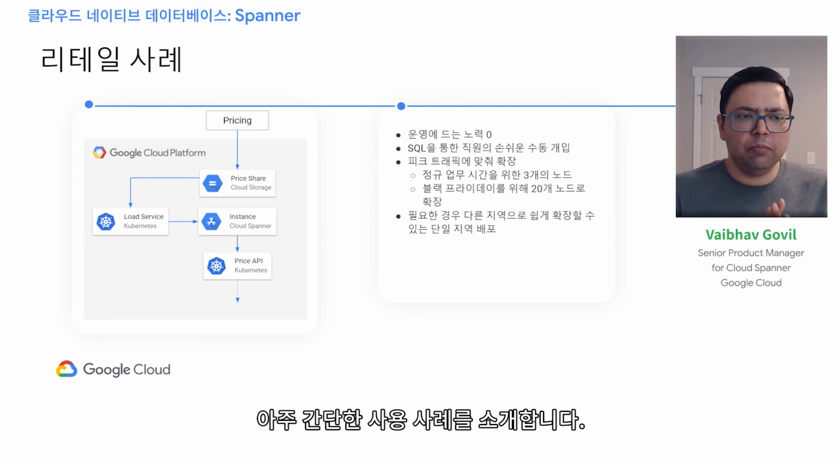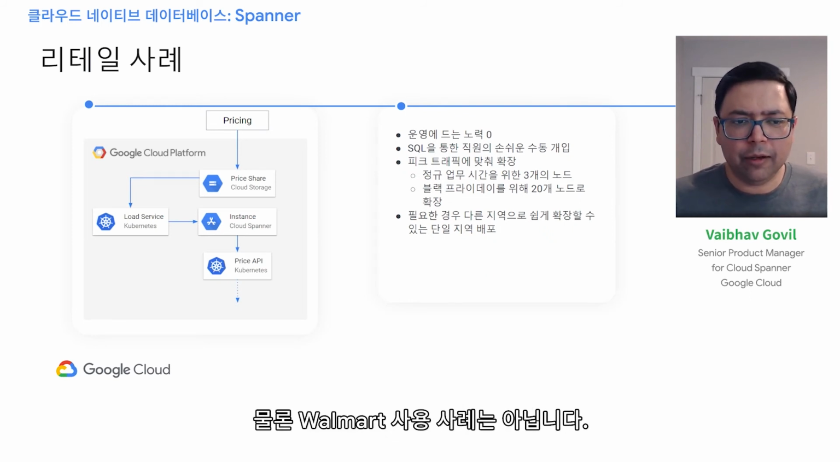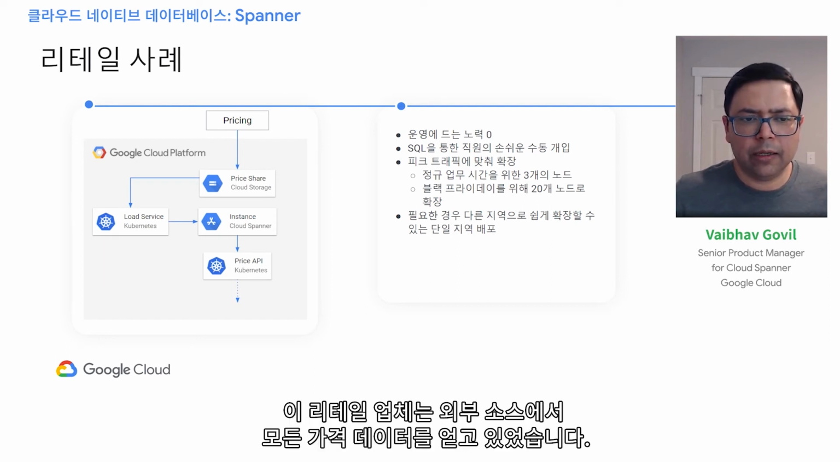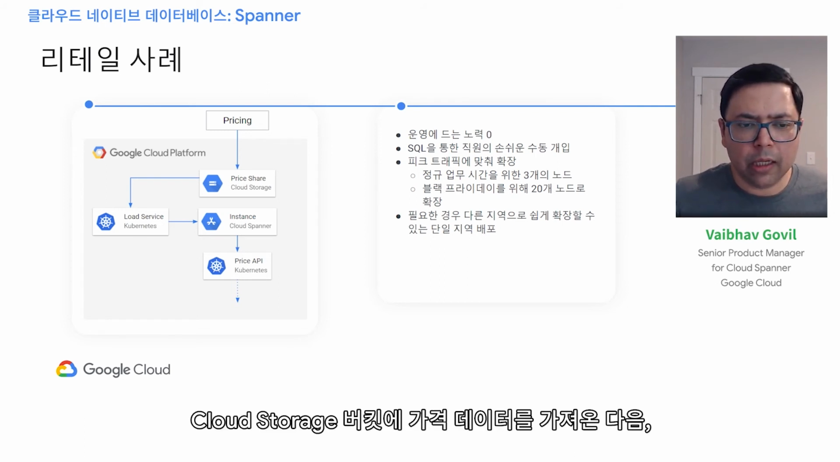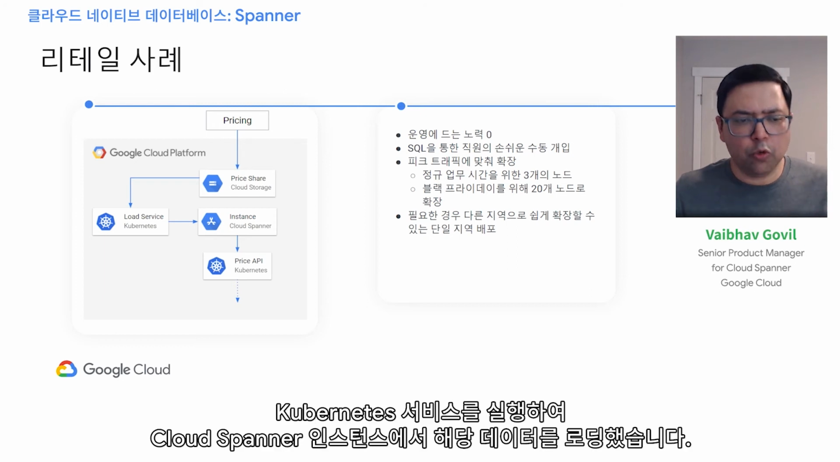So this is a very simple use case, definitely not the Walmart use case, but this is like a retailer who was getting all this pricing data from external sources. They were ingesting that pricing data in a cloud storage bucket. And then there was a Kubernetes service which they were running, which was loading that data into a Spanner instance.